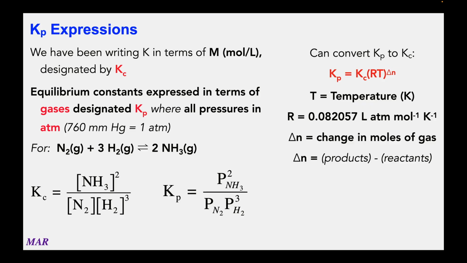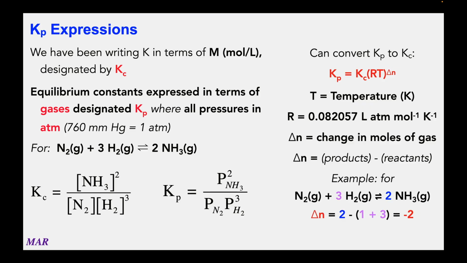So for the ammonia example we just did, delta n would be 2 moles of gas for the products, minus a total of 4 moles of reactants. 1 nitrogen plus 3 hydrogen is 4. So delta n would be 2 minus 4, which is negative 2. And you could plug that into the expression with the temperature and the gas constant. You can turn your Kc into Kp, no problem. Delta n can be positive and negative. It can be 0 as well, where Kp and Kc are the same. But more often than not, there's a slight difference between Kp and Kc, so that's where this all pops in.